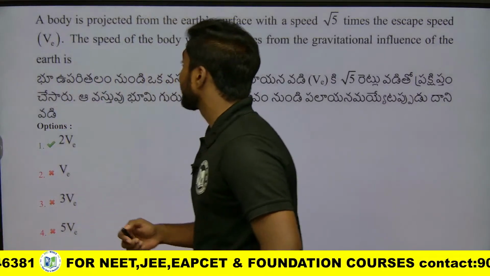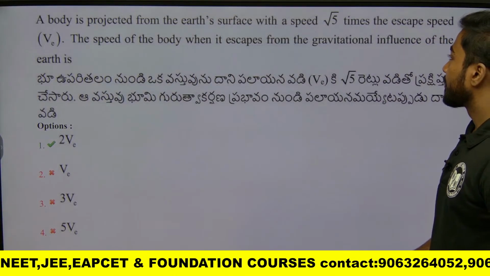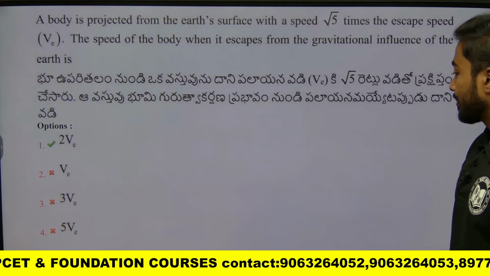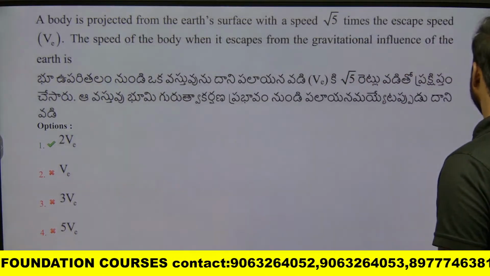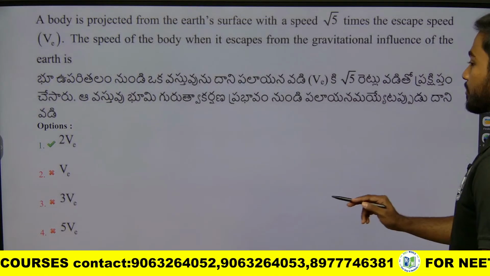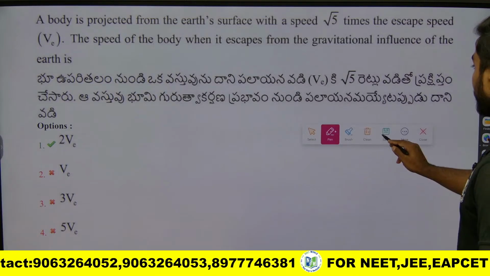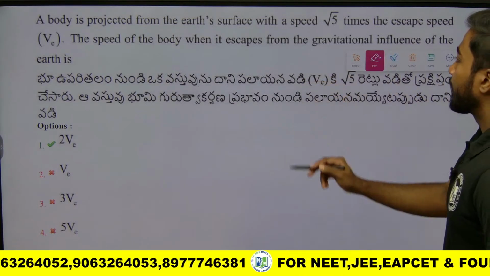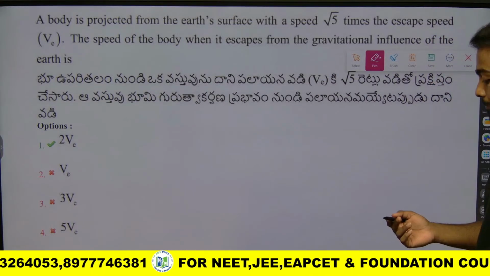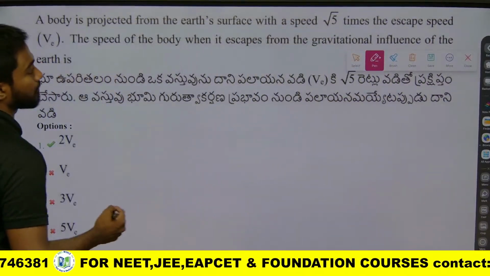So the next question is, a body is projected from the earth's surface with a speed root 5 times the escape speed, that is VE, escape velocity. The speed of a body when it escapes from the gravitational influence of the earth is... Okay, first I'll write the given terms, whatever is given in the question.